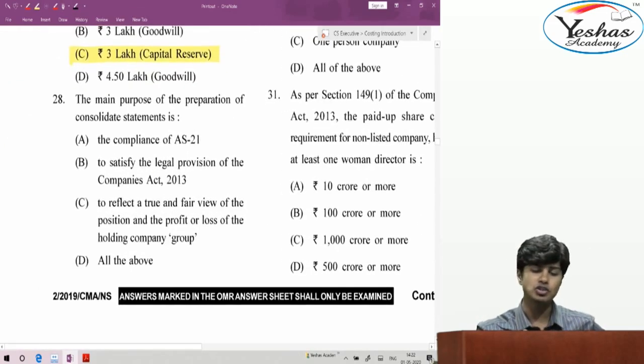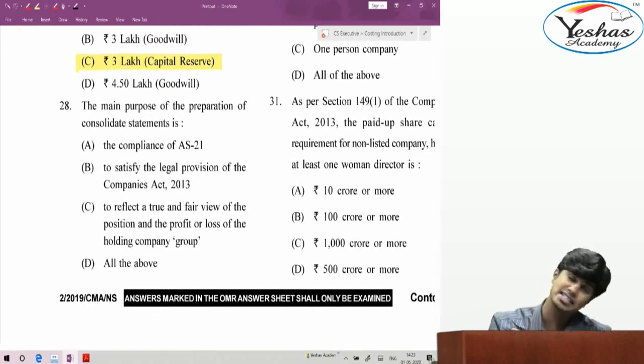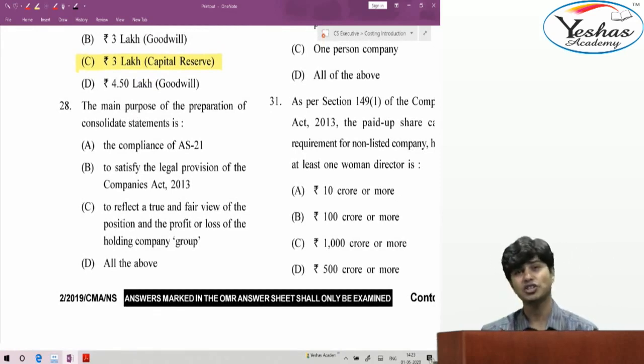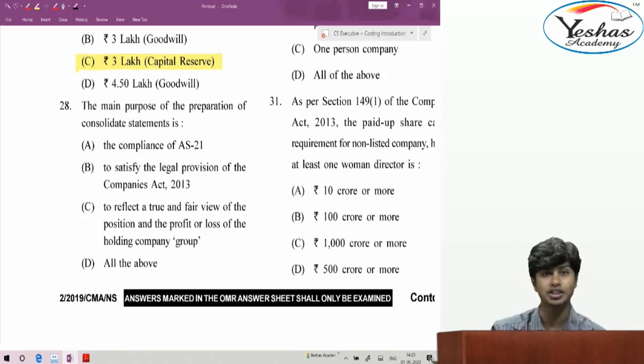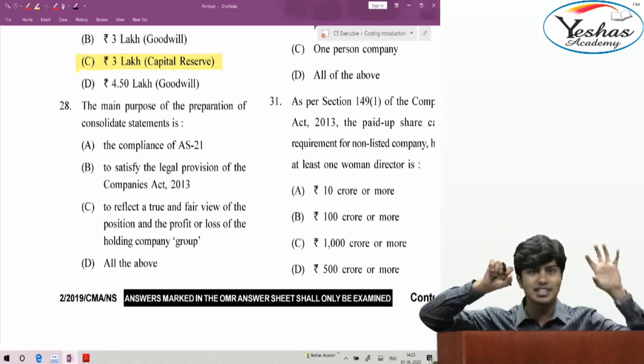What is the main purpose of consolidation? Compliance of Accounting Standard 21? Yes, that's the answer. To comply with legal provision of Companies Act 2013? Yes, that is also the part, because Section 129 of Companies Act, in the definition of financial statements, includes consolidation, and it is mandatory to do consolidation whenever you have a subsidiary company. To reflect the true and fair view. I told you, you are overshowing your assets or you have invested in yourself, so you need to subtract the assets as well as liabilities.